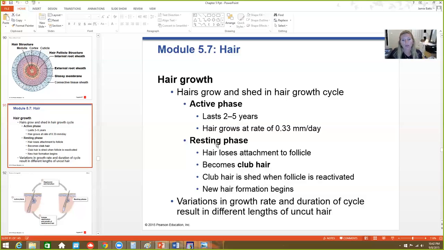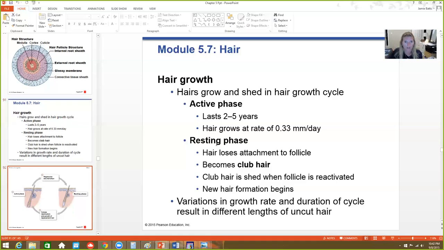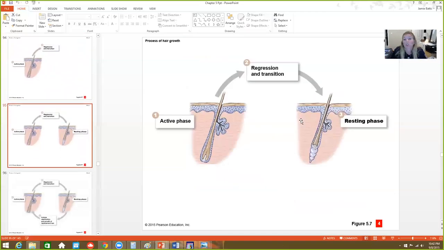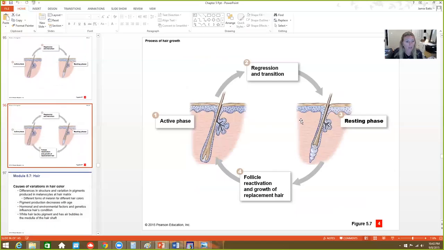growth cycle. So variations in this growth cycle are going to deal with differing genetics and hormones, as I said. So in all, you have this active phase of growth, then it's going to rest, and then this follicle is going to deactivate and turn off, and then it turns back on, and so on and so forth. So it's continuously recycling until something in your genetics turns it off. These are all the same thing.